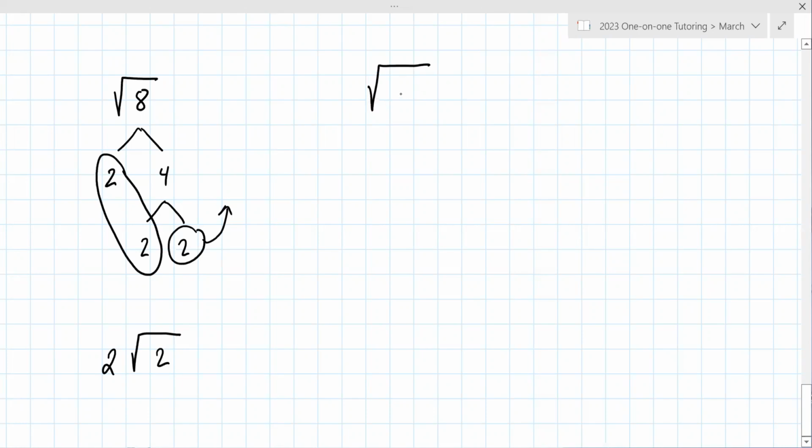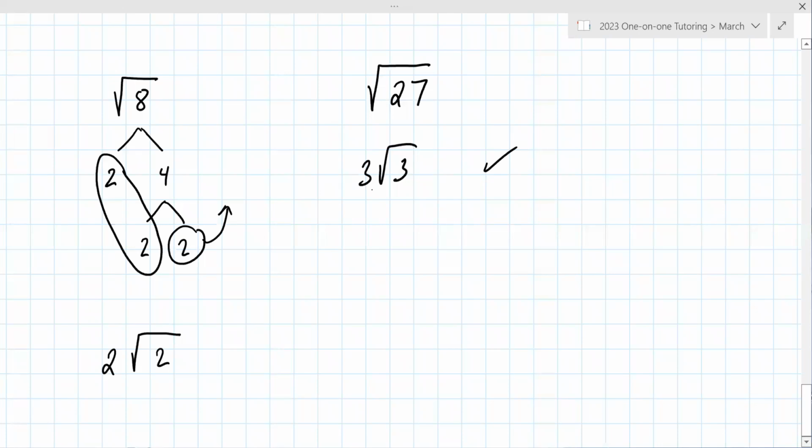Okay, so let's have you try this one. Square root of 27. Ask me questions if there's anything that's unclear about it, or anything you're not sure about. I got 3, square root of 3. Very good. Okay, awesome.